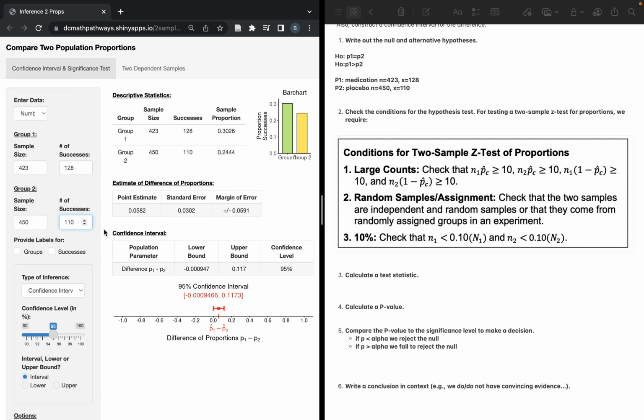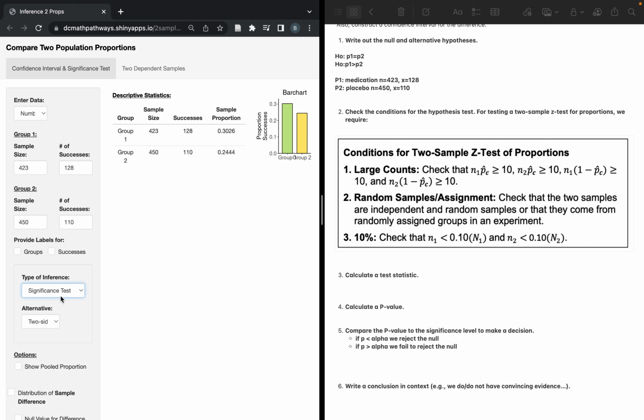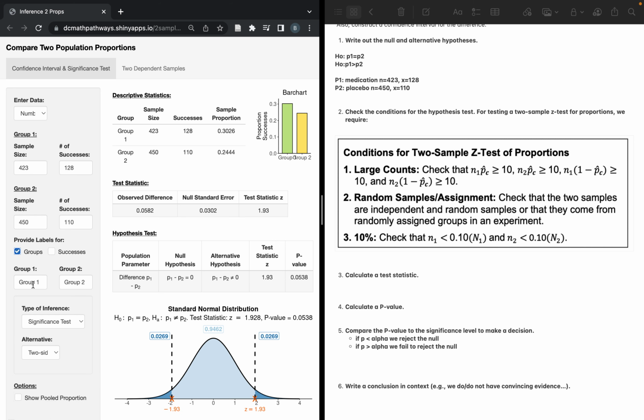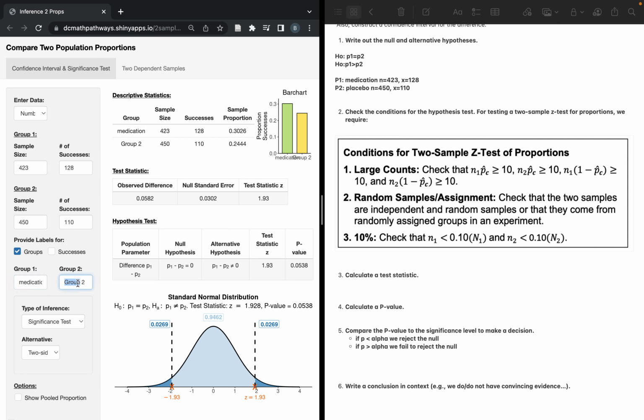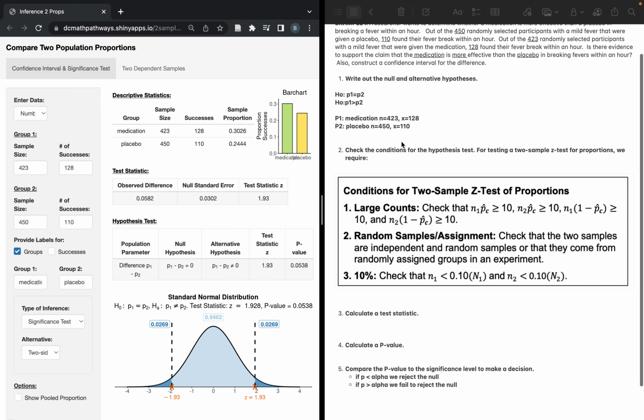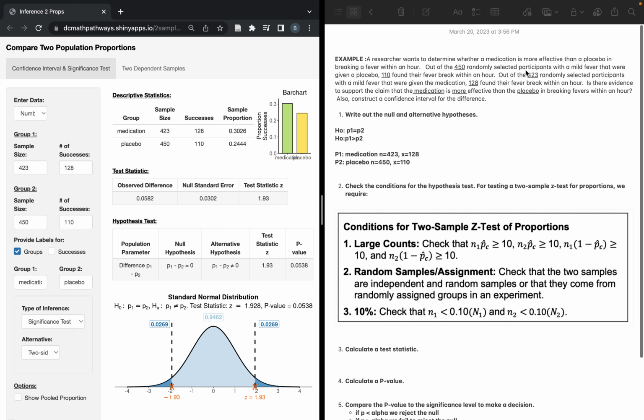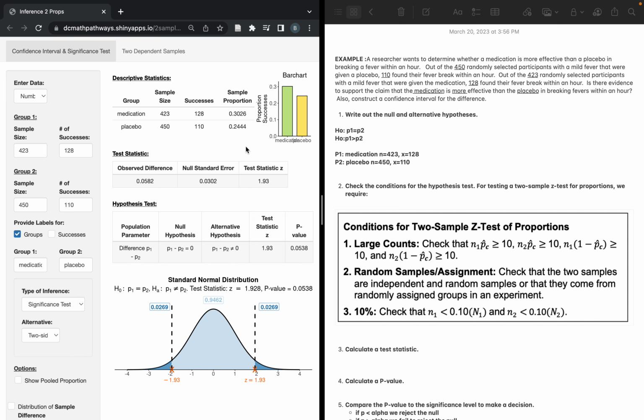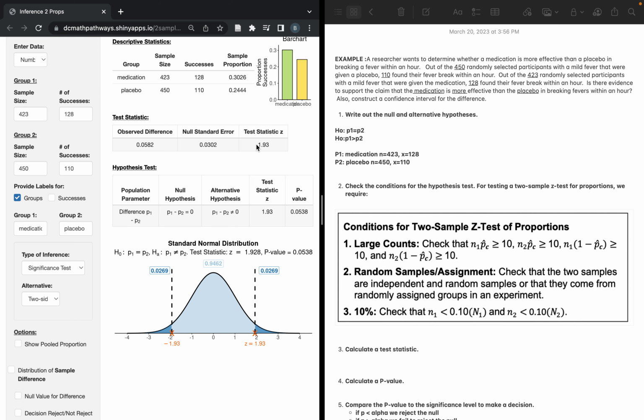And then we need to put this into our significance test. And also it's helpful to name the groups. So group 1, again, we said was our medication group, and group 2, we said was the placebo group. And then you want to make sure that these line up with your problem. So again, medication, we had 423, 128. For the placebo group, we had 110 and 450. So those are good. You see our sample proportions.